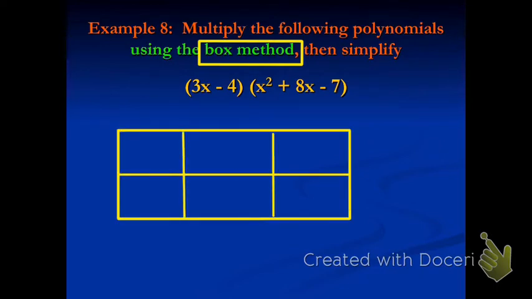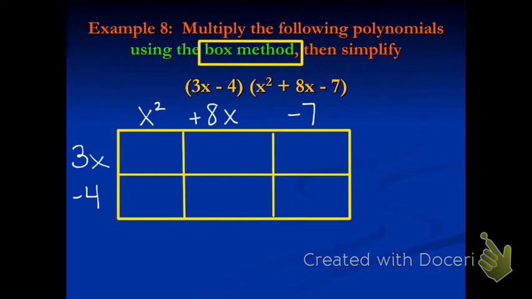The way the box is made, because we have a binomial, the 3x minus 4, we need two different boxes for each of those terms. So I'm going to put a 3x in the top and then negative 4 in the bottom. And then the trinomial, x squared plus 8x minus 7, each term is going to go above one of the boxes going horizontally. So x squared, then plus 8x, then minus 7. Now we are going to fill in the box with the answer of each of these multiplication problems.